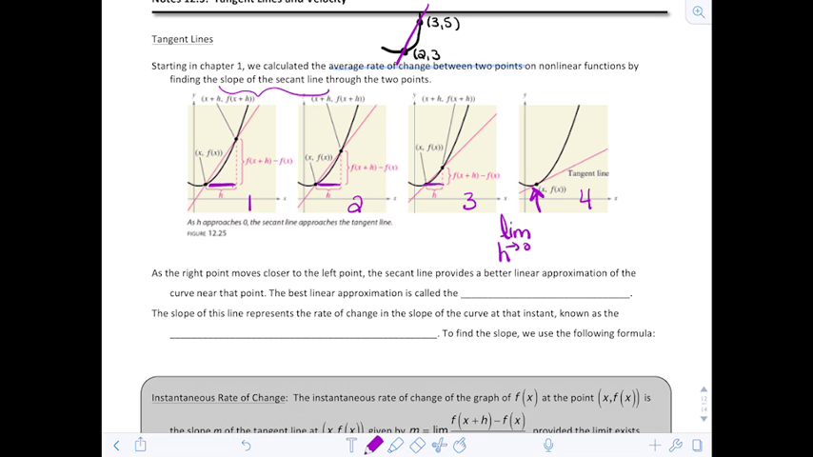So let's fill in these blanks. As the right point moves closer to the left, the secant line provides a better linear approximation of the curve near that point. The best linear approximation is called the tangent line, and that's the best way for us to see the instant rate of change right there at that point. The slope of this line represents the rate of change of the curve at that instant, known as the instantaneous rate of change.